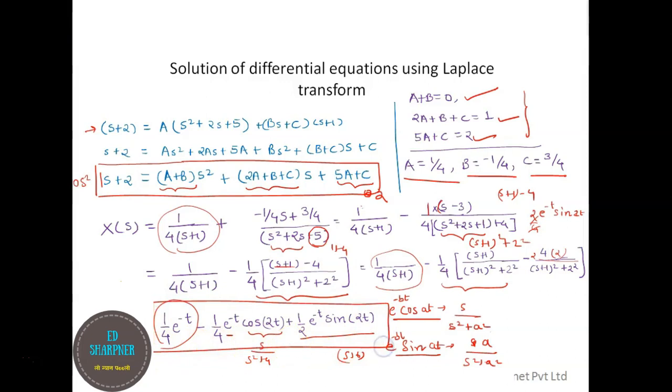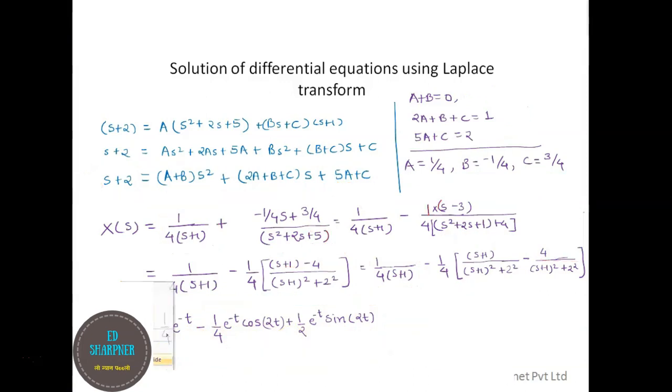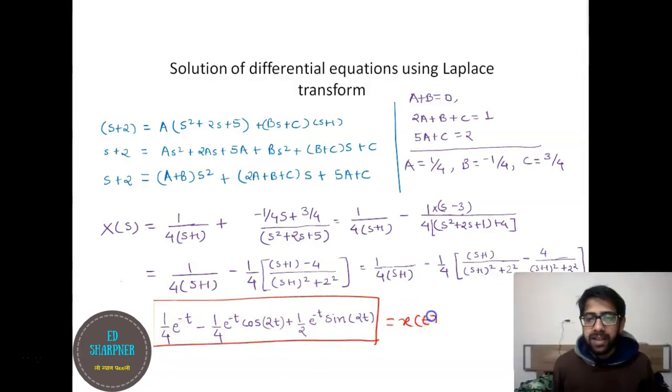I will erase everything on the board so that you can see. So this is the final solution, which you can write as x of t.